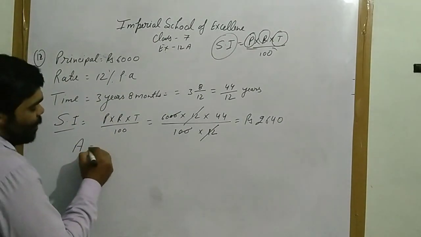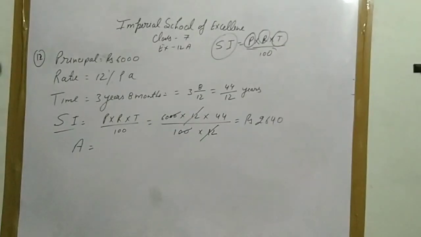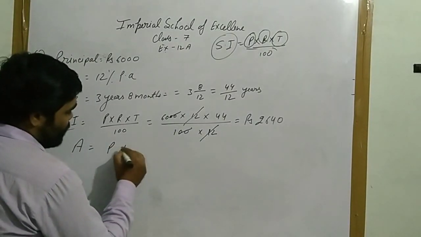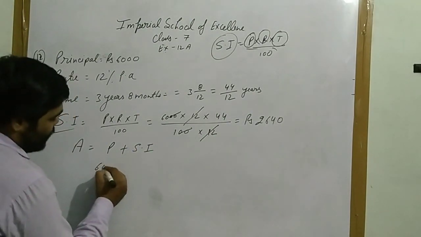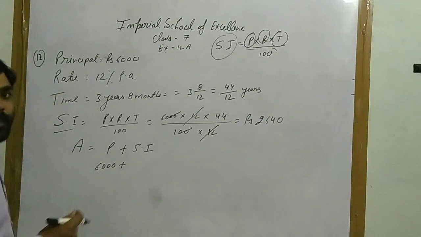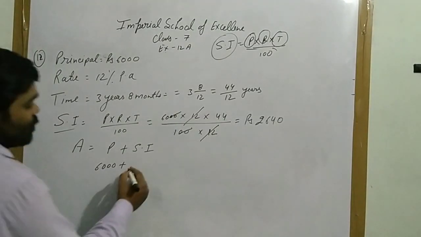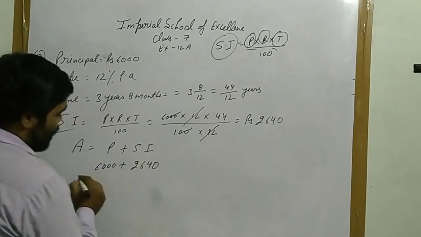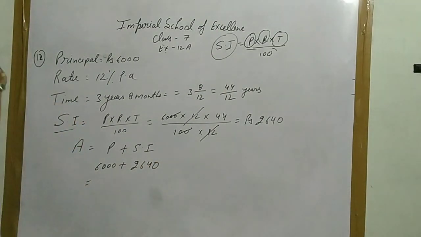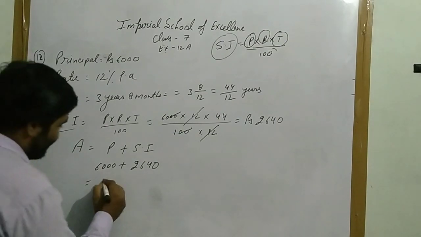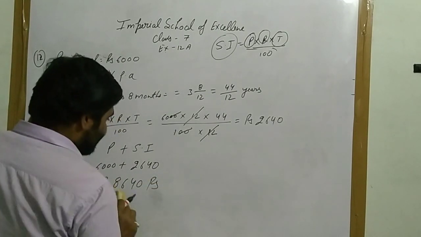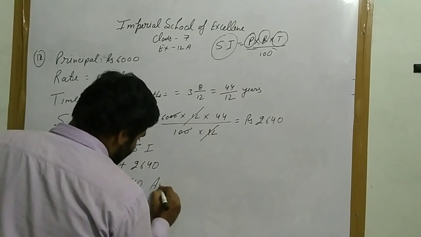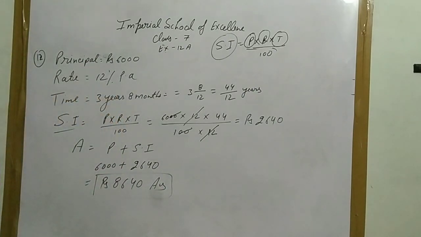Now you have to calculate the amount. How much amount does she pay? Amount equals principal plus SI. Principal is 6000 plus simple interest 2640. When you add 6000 plus 2640, your answer will be rupees 8640. This is your question number 12.